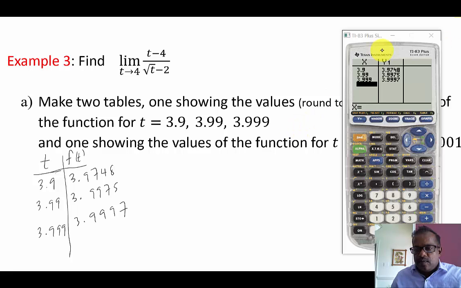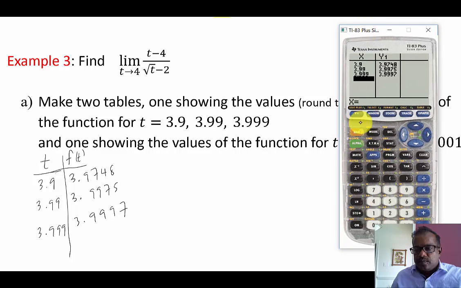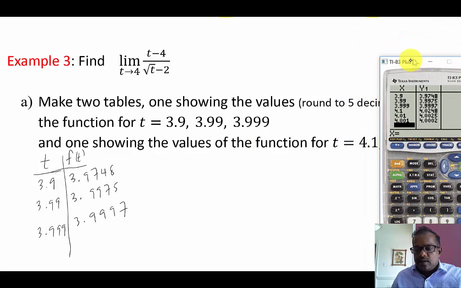We have to do the same thing for the right hand side, starting from 4.1. At 4.1 I got this one, 4.01, and then 4.001. Now let me enter those numbers.